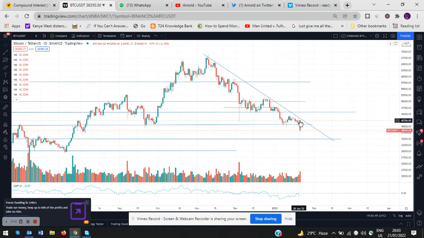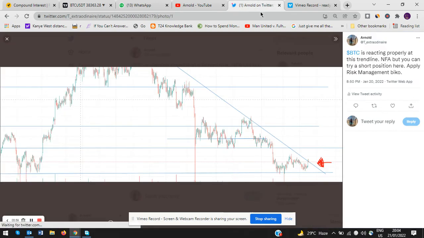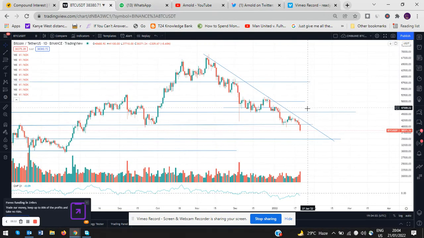But like I said, apply risk management. I said it in my tweet. I'm going to put a link to my Twitter profile so that you can also follow me and check whenever I post these charts, because that was actually a very nice trade, and anyone that took it would have done quite well. So yeah, you can apply risk management.